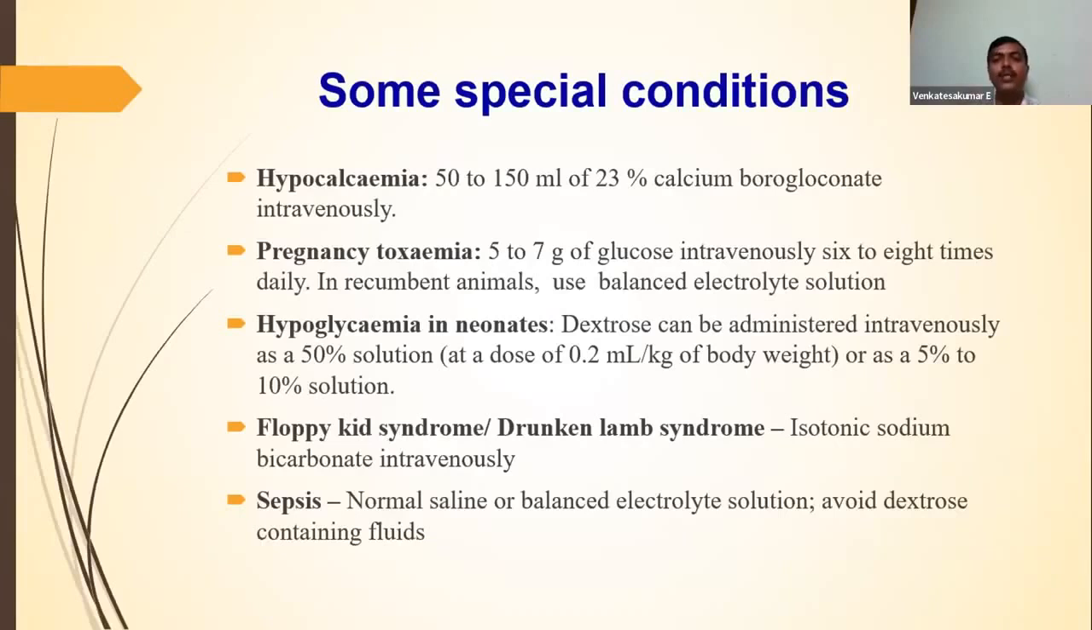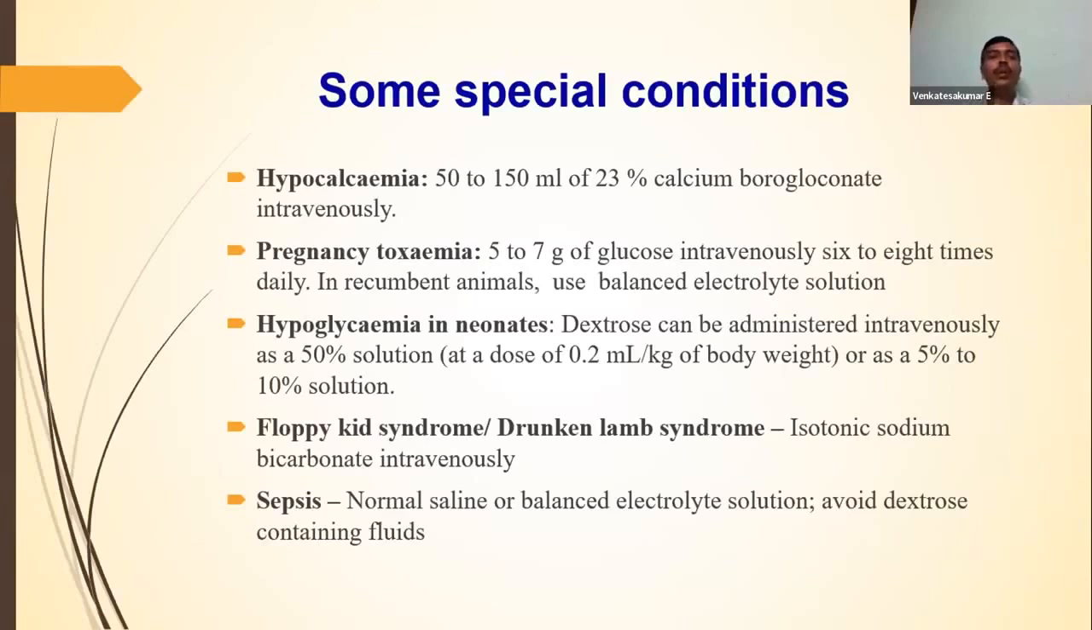You have to use balanced electrolyte solutions. Make the animal properly hydrated and give electrolytes like potassium and calcium to provide adequate muscle strength. Then the animal will be able to recover. Another thing is you have to go for termination of pregnancy or a cesarean section to get the animal back. The next special condition is hypoglycemia in neonates.